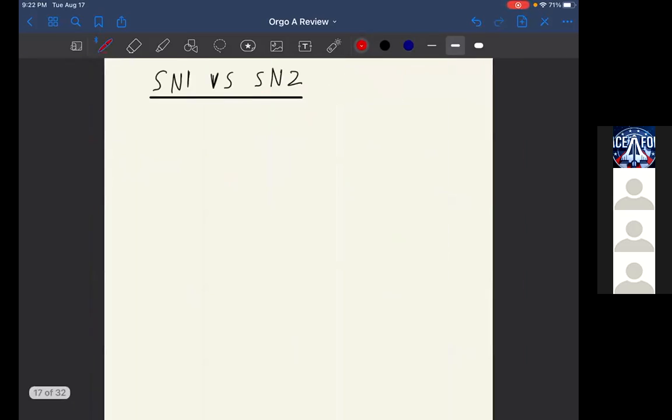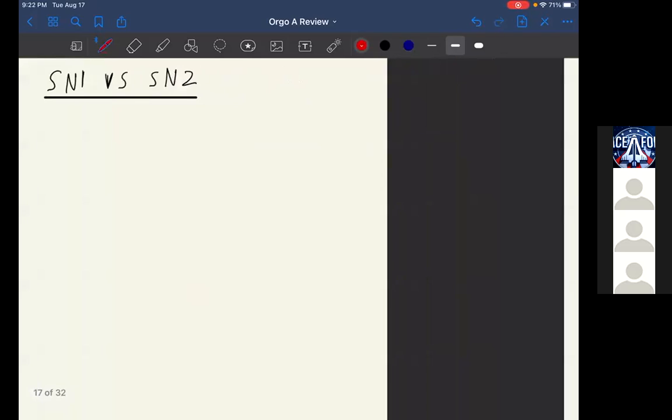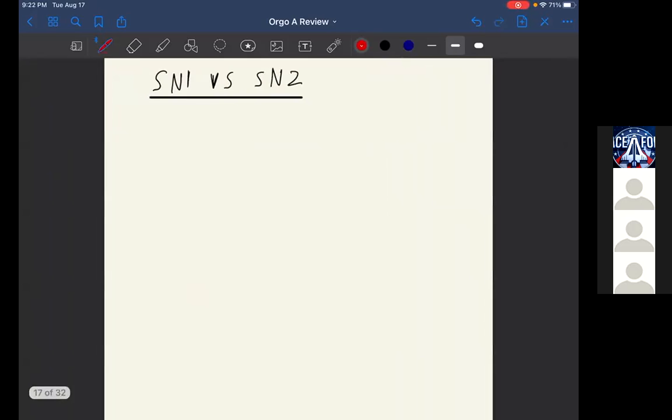So SN1 versus SN2. We are now finally on, I think we only have like 5, 6, 7 slides left. And it's just additions in SN1, SN2, E1, E2, stuff like that. And you kind of just utilize everything I went over previously to do this stuff. So first, I will draw the chart I use to determine whether it's SN1 or SN2. So SN1 prefers a tertiary carbocation and SN2 prefers a primary or methyl carbocation.